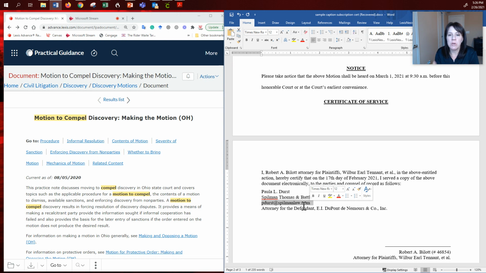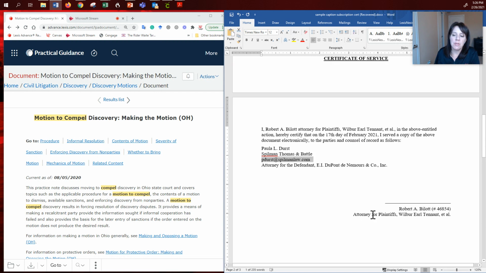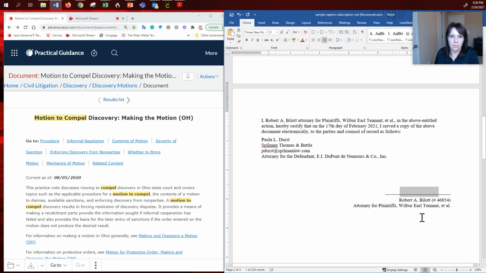You do not need to include everything that is included in a subscription. You're just describing where you sent it to. Then you have a signature line. A signature line is the line that you see just right here. But then a signature line includes the attorney's name, their registration number, and the designation of who they represent. So in this case, this would all be defense information.